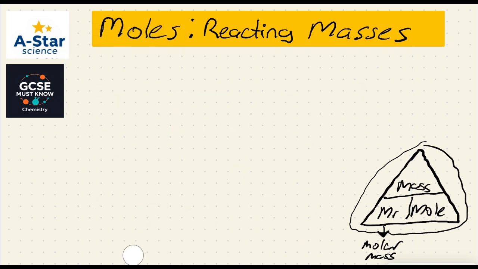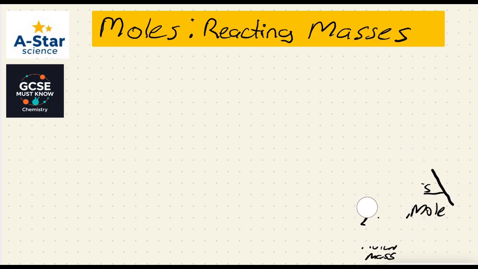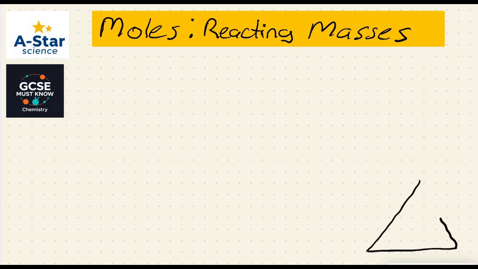You just clear the board. You can rewrite this again. Our formula triangle. Do a bit of knowledge retrieval. What's the formula? Mass, MR, mole. That's the formula to find out moles.